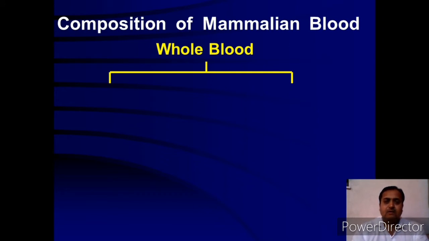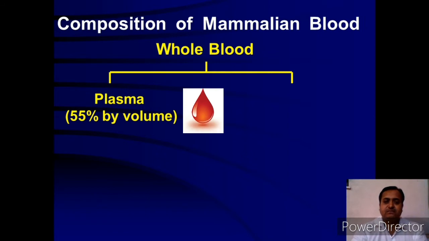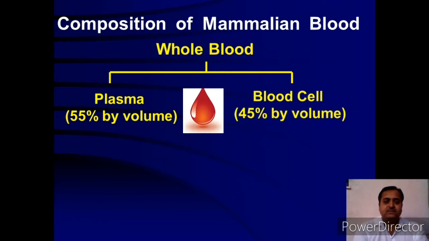The whole blood of a human being comprises mainly two parts. The first part is plasma, which is 55% by volume, and the second portion is blood cells, which comprise 45% of total whole blood.